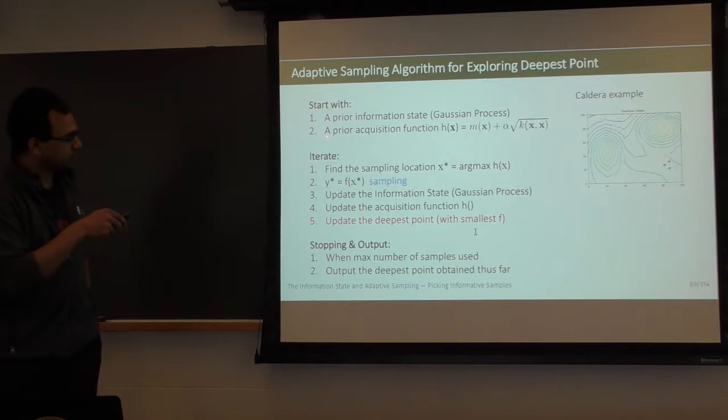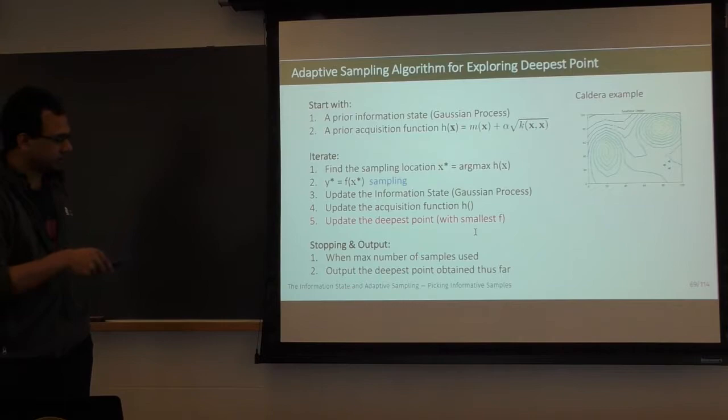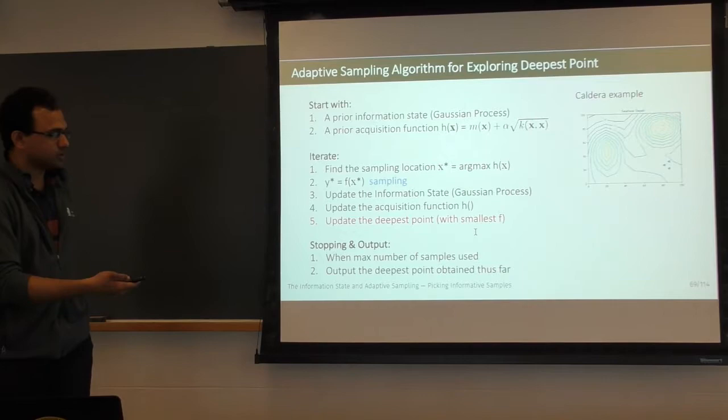You have an acquisition function, which is mean plus alpha times variance. And you iterate, that is, you find the location which maximizes the acquisition function, you sample, you update your state of the world, and then you also keep track of the deepest point, that is the smallest y star that you've encountered so far. And you stop when you've exhausted the maximum number of samples, and you output the deepest point that you've obtained.